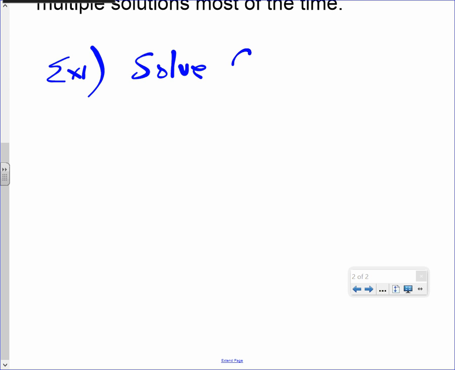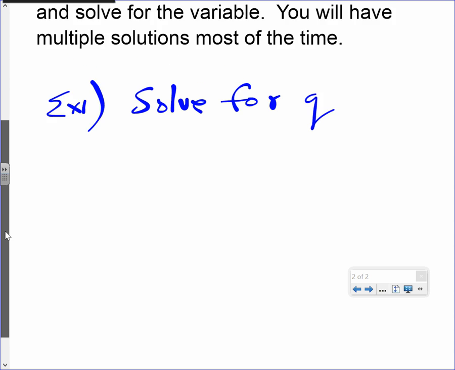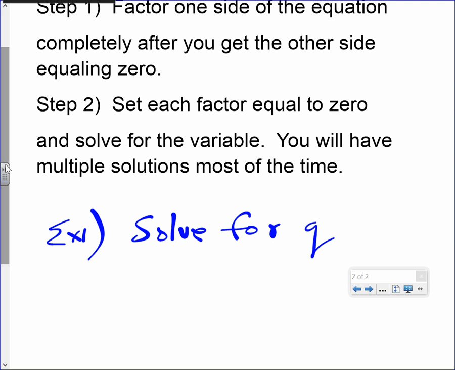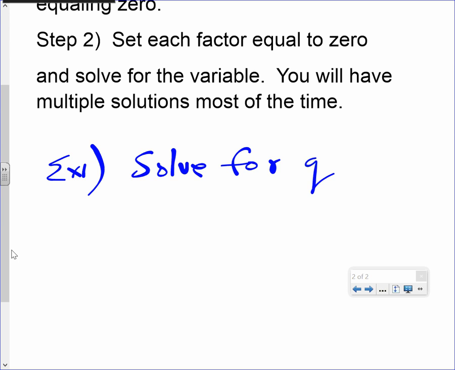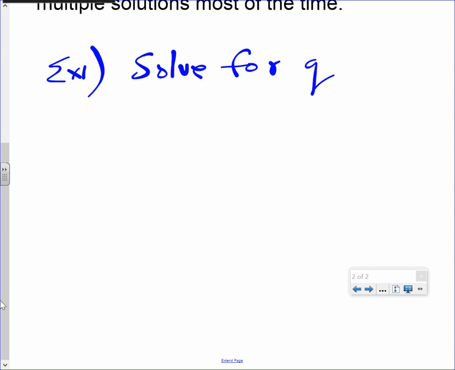Example 1. Solve for Q. Look at this equation I'm going to throw at you now. Q to the third minus Q squared equals 30Q. You didn't see those kinds of equations in Math 1. You didn't see those kinds of equations in Math 2. But congratulations, you've arrived. You're in the big leagues now.